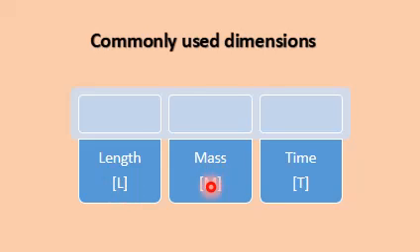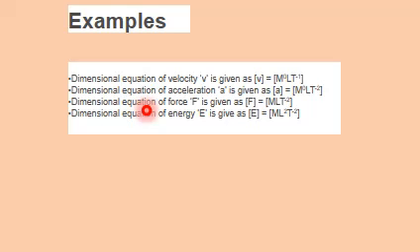Commonly used dimensions. There are three dimensions that are commonly used: length, capital L, mass, capital M, and time, capital T. So in the upcoming examples, you will see that these three dimensions are commonly used. Now discussing some examples of dimensions. Number one, velocity. As v is equal to d upon t, as we have discussed in the previous slide as well.